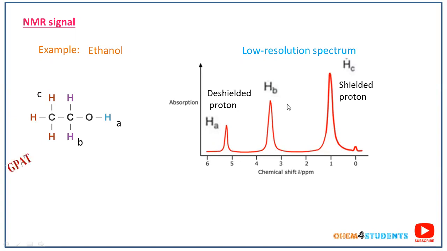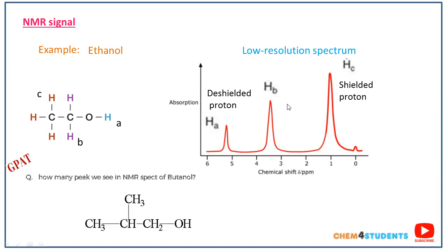So here is the GPAT question on this NMR signal. How many peaks can we see in the NMR spectrum of butanol? This is the structure of butanol, which consists of 4 carbons and 1 hydroxy group. The same concept will be applied here. We can see the protons which have different environments. The first type of proton, the HA proton, the A type of proton, is directly attached to oxygen, which is an electronegative atom. That is why this A type of proton is completely de-shielded.